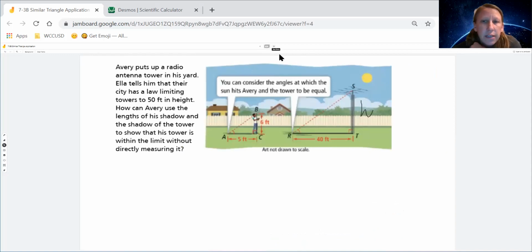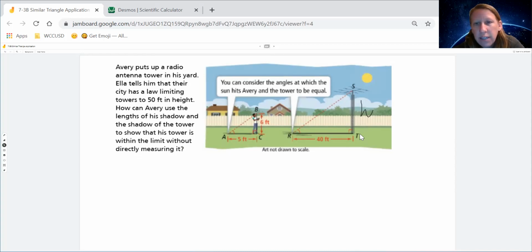All right, so this is the same situation, and I still have H on here. Avery's putting up a radio antenna in his yard. Ella tells him that the city law is going to limit how tall the tower can be. I'm going to come give you a citation and write you a ticket if it's too high. But Avery's going to be like, nah, I got my math. I'm going to prove that my tower is within the city limits.